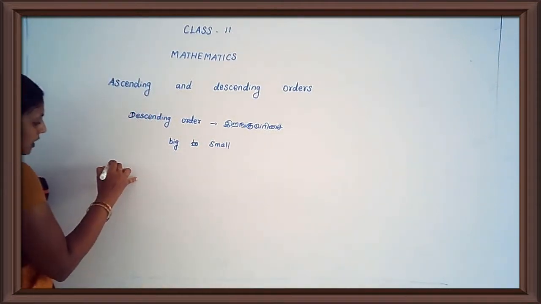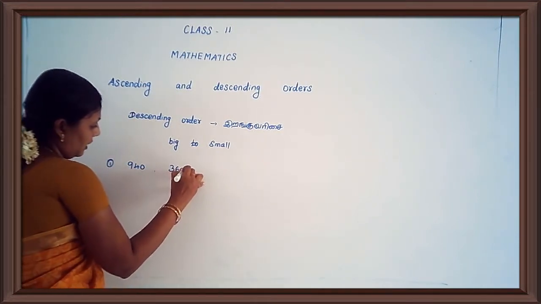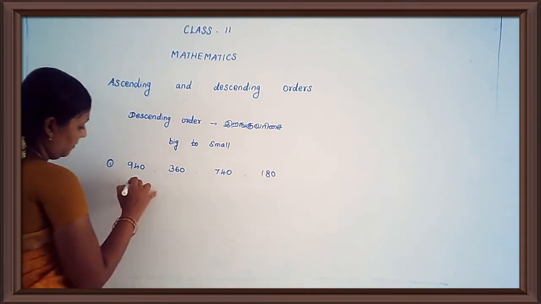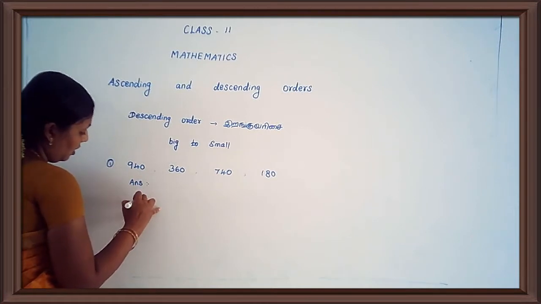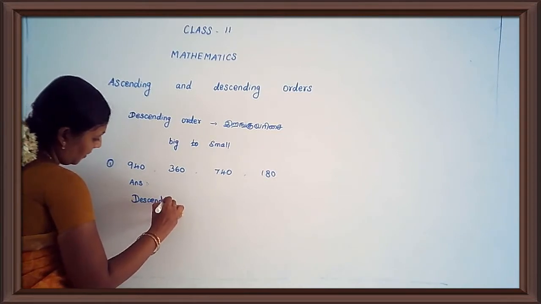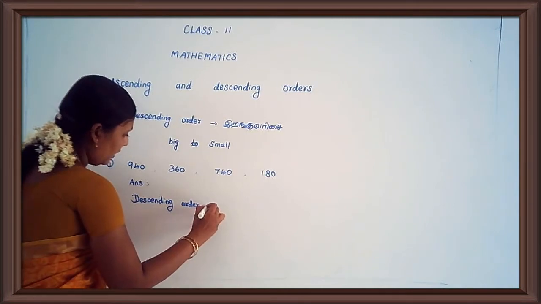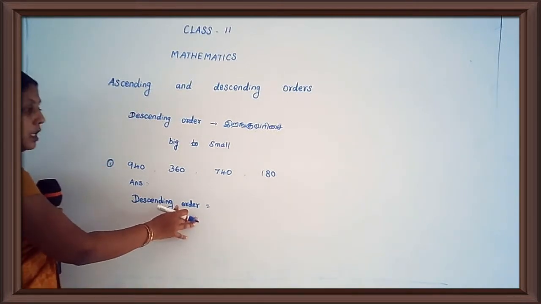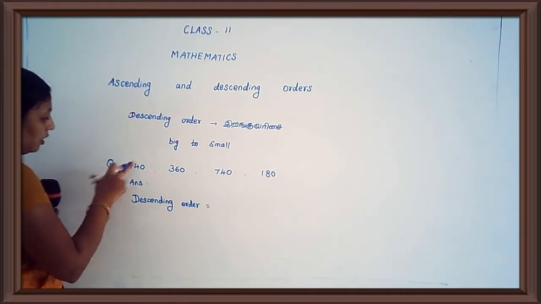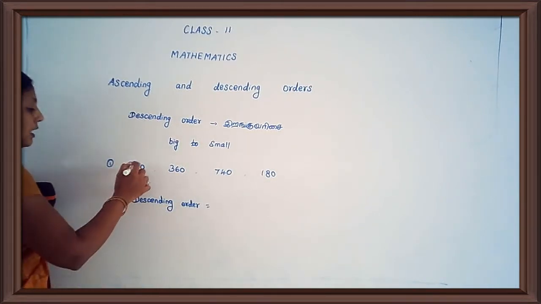Okay, shall we see the first one? 940, 360, 740, 180. Arrange the given numbers in descending order. Descending order means we have to arrange the numbers from big to small. Which one is the biggest number? 900, 300, 700 and 100. Which is greater? 900.